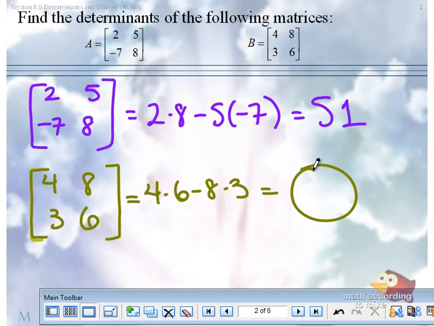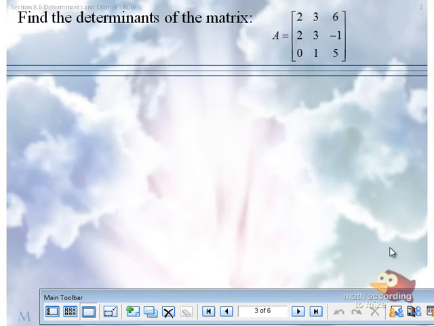All right, let's try a 3 by 3. Find the determinant of the matrix 2, 3, 6, 2, 3, negative 1.